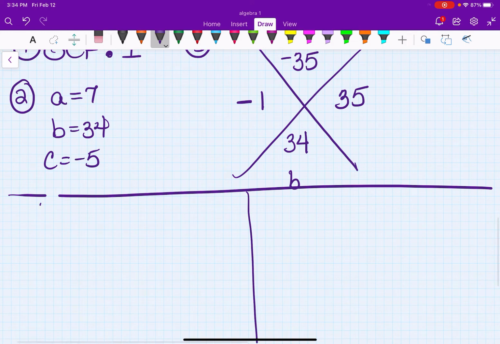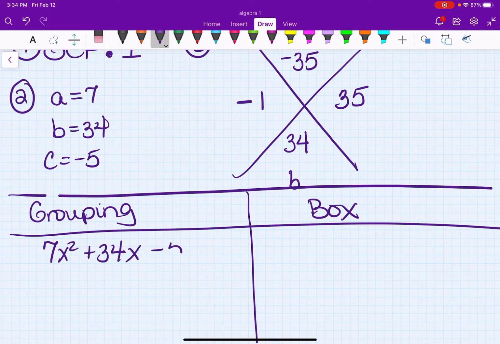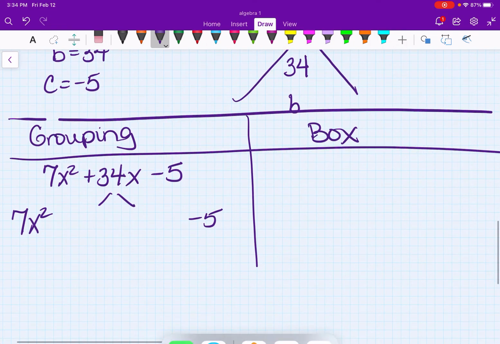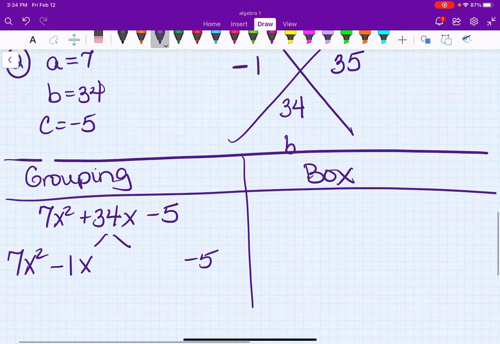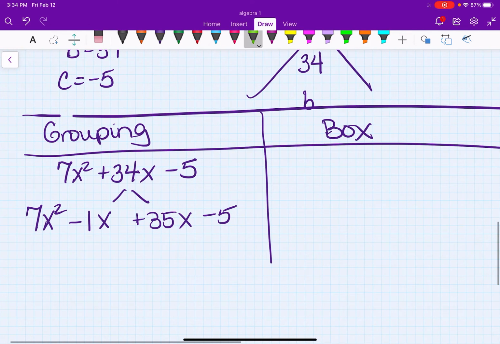For those of you who are grouping, I'm going to rewrite so we can split that middle term, and then we'll go to box. So 7x squared plus 34x minus 5. Write the first term, write the last term, split the middle term using magic x. Now make sure you put your x's on them. Okay, let's look at our two groups.